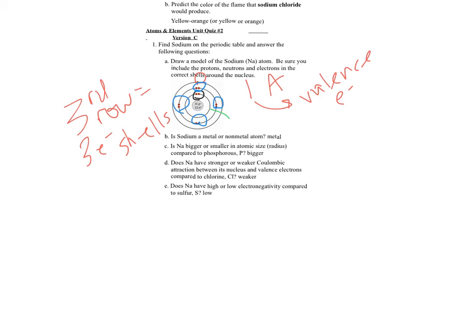Now in the nucleus, those 11 electrons have to be balanced by 11 protons. And for sodium, he's actually going to have 12 neutrons.